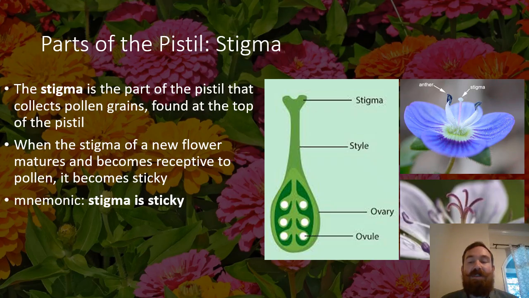If your stigma is not yet receptive, it does you absolutely no good to pollinate your flower because the stigma won't accept the pollen. So you have to be watching that stigma and figure out when in the life cycle of this flower that stigma is receptive to pollen, actually sticky, and allows the pollen to begin the process of fertilization.